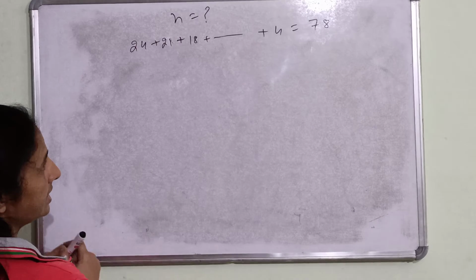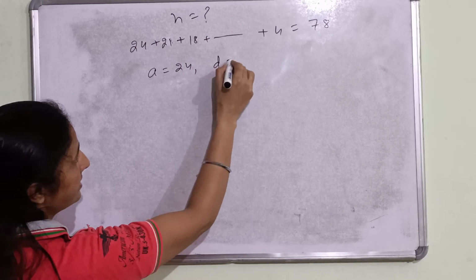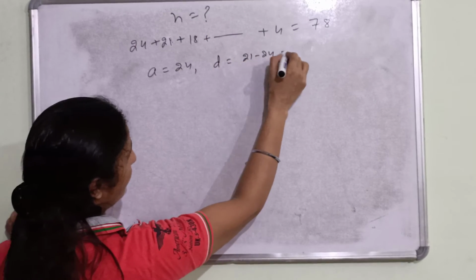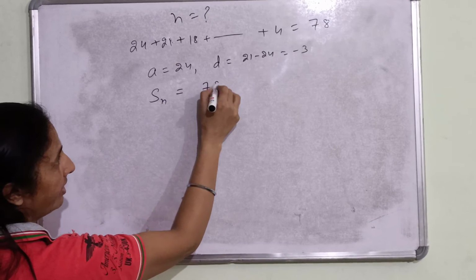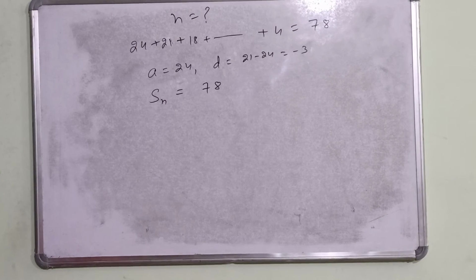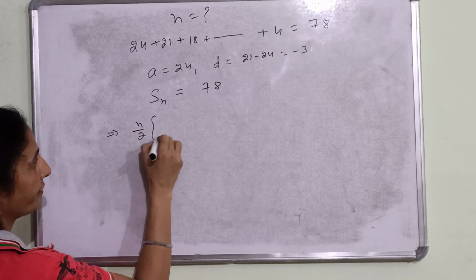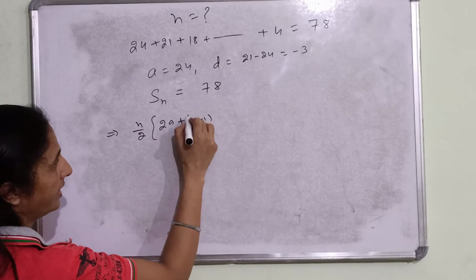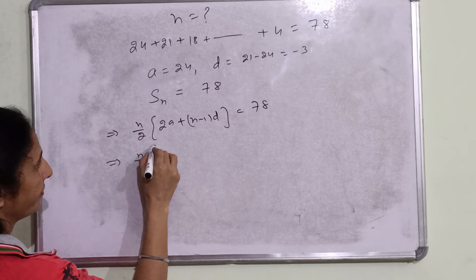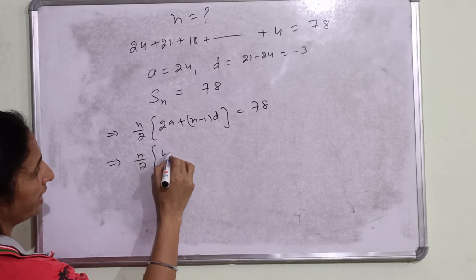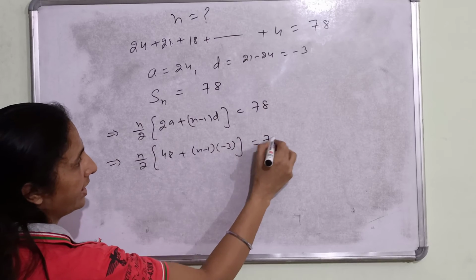Right? So obviously, a is 24 and d is 21 minus 24, which means minus 3. And S_n is 78. So by using the sum formula we can find n. It is n by 2 times (2a plus (n minus 1)d) equal to 78. So we have to find n. 2a means 48, and (n minus 1)d means minus 3. So it is 78. Right?